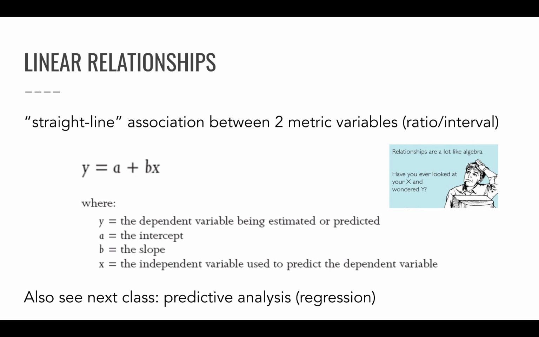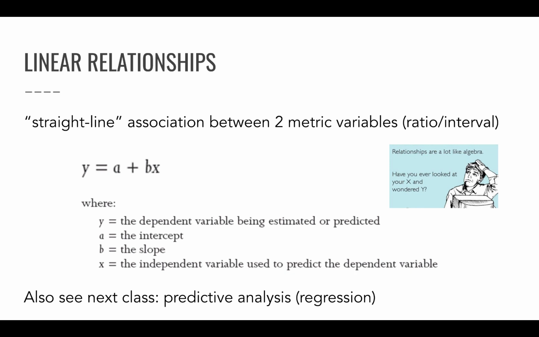Now here's linear relationships, which I'm sure you're familiar with from previous classes. This is called a straight line association between two metric variables. So the measurement level must be ratio or interval for these variables to have even a chance of having a linear relationship. This straight line formula is y equals a plus b times x. Y is the dependent variable that you're trying to estimate or predict. A is your intercept, b is your slope, and x is the independent variable that you use to predict or explain a dependent variable.